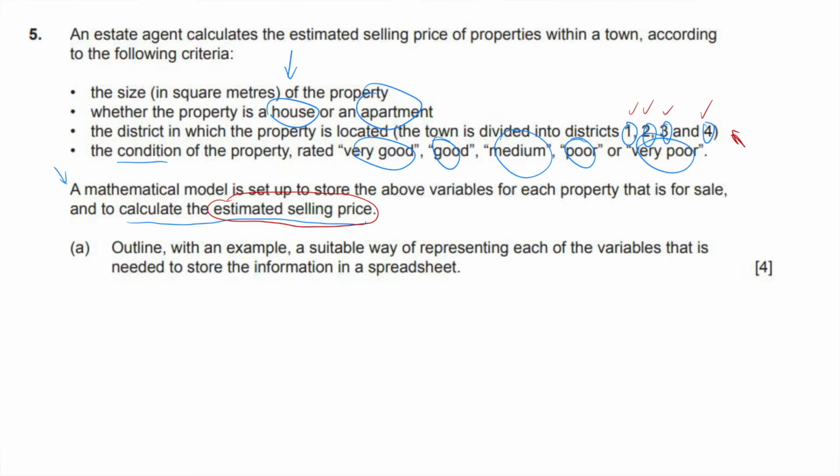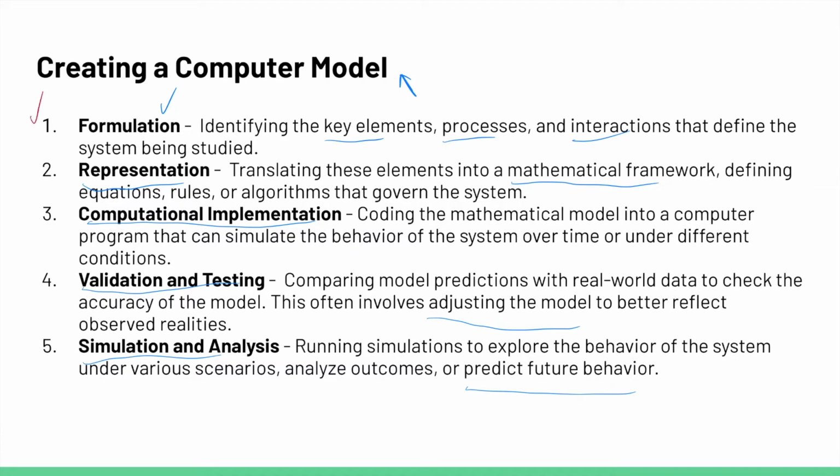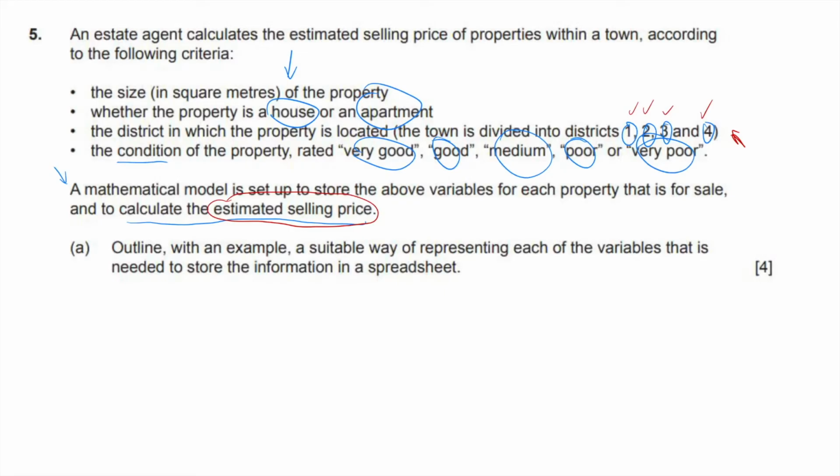So basically, we want to talk about the variables that are going to be part of our model. And that's going to align with the formulation section right here. Identify the key elements, processes, and interactions that define the system being studied. And I would argue that would actually overlap with representation as well, because we're starting to build the rules that are necessary to create a computer model. Now, the formulation would also consist of just the scenario or the context that's being given.